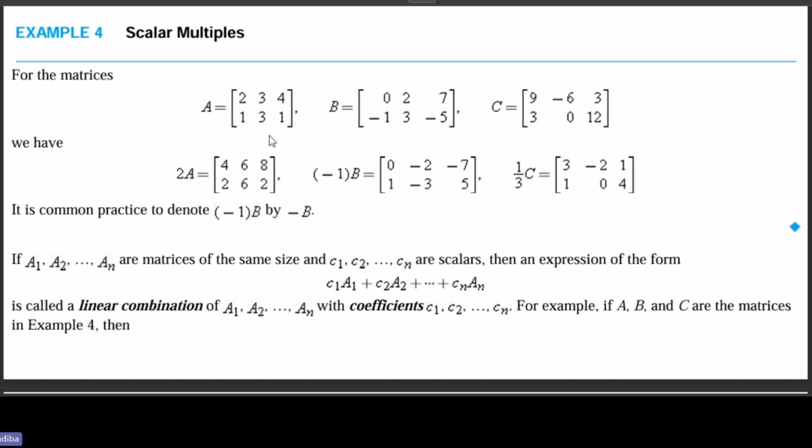Then when we multiply matrix C by 1 over 3, every entry in the matrix is multiplied by 1 over 3. So matrix C has got the entries 9, minus 6, 3, 3, 0, and 12. Now, when we multiply each and every entry in this matrix by 1 over 3, we have 3, negative 2, 1, 1, 0, and 4.